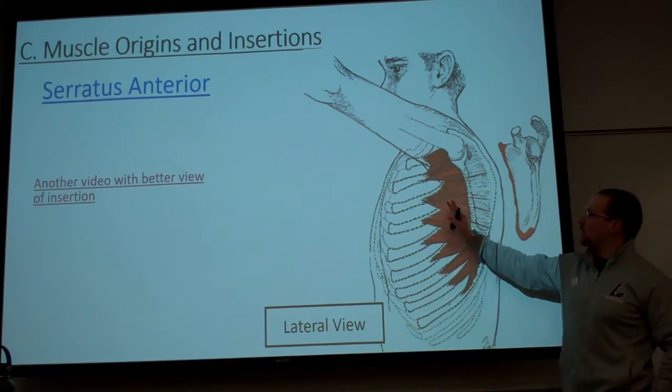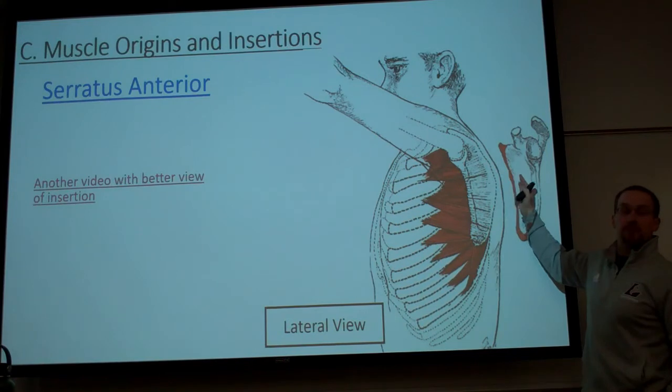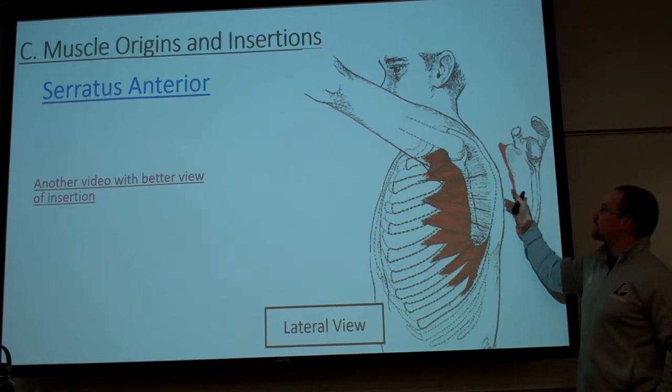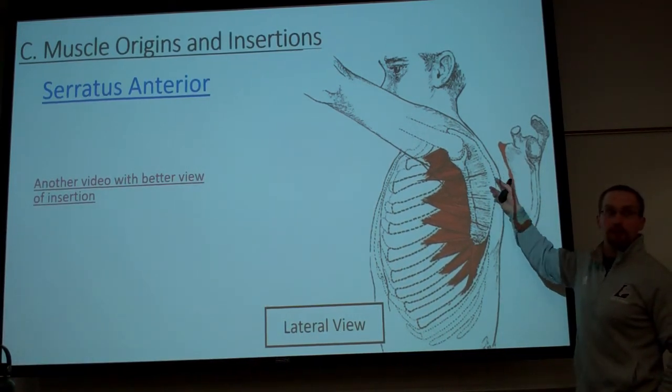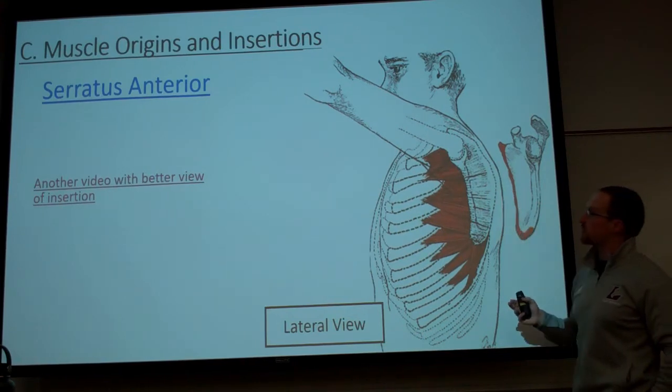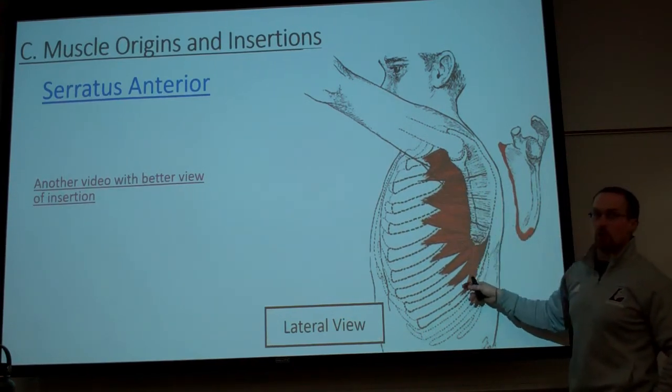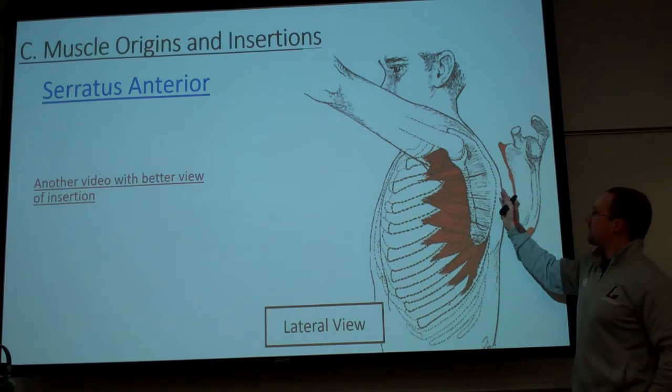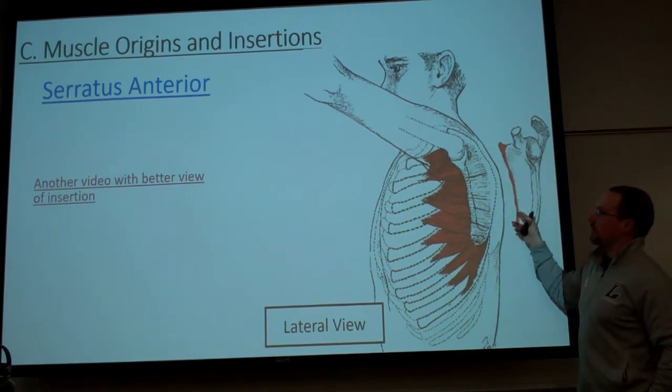Its insertion is going to go underneath the scapula. It's going to insert at the vertebral border. So you do need to know origins and insertions. First 9 ribs, here's the origin. It comes underneath the scapula and inserts on the vertebral border.